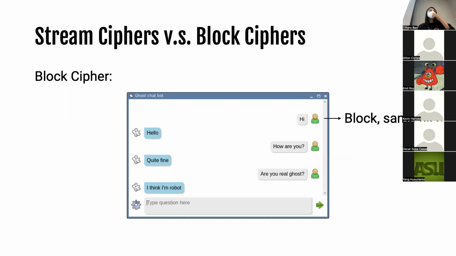It's more about how they handle the plain text or the ciphertext. One treats it as a stream, letter by letter or bit by bit, and the other treats it as an entire chunk with a constant size. And once this chunk is finished, it then sends this encrypted or decrypted message for the entire chunk.